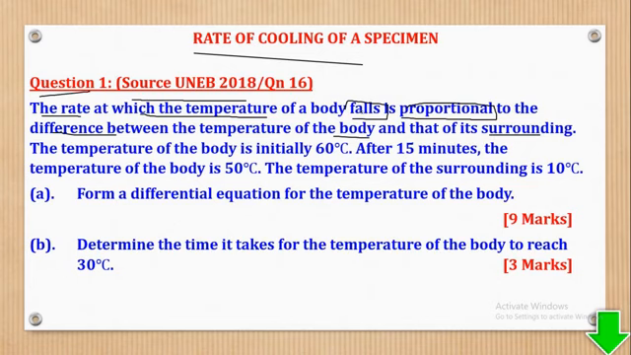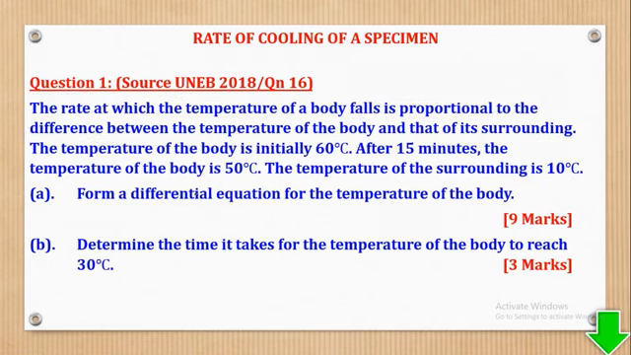Like I told you, the differential equation you are going to solve, sometimes they give you in word form and you have to extract it out. So this first statement is what will help us to extract out the differential equation. Let's first complete reading the question. The temperature of the body is initially 60 degrees Celsius. So initially means when t is 0, temperature is 60 degrees Celsius. After 15 minutes, the temperature of the body is 50 degrees Celsius, meaning that when t is 15, temperature is 50 degrees Celsius. The temperature of the surrounding is 10 degrees Celsius.